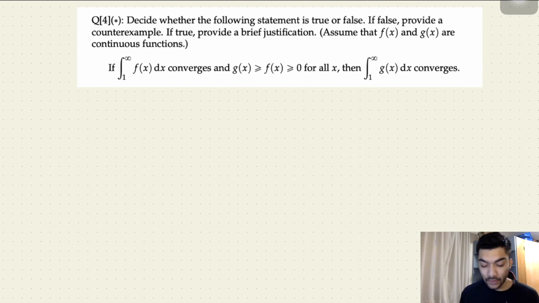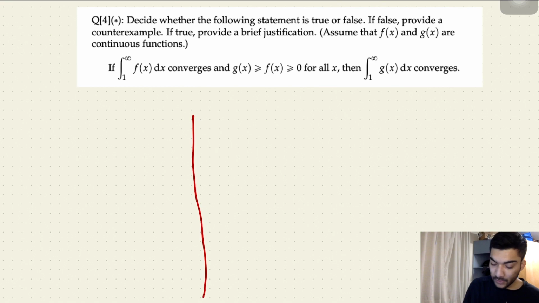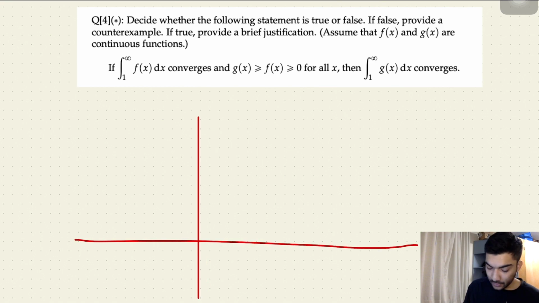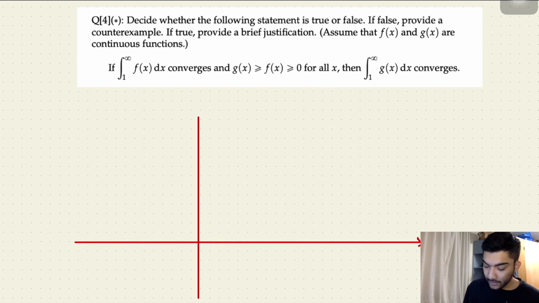So let's consider two arbitrary functions f of x and g of x and sketch them on a graph. Assume this is the y-axis and this is the x-axis. Since we know that g of x is always greater than or equal to f of x and both of these graphs are greater than or equal to 0, both of these graphs lie above the x-axis. Based on this given information, let's sketch the graph of both functions. So let's assume this is f of x.